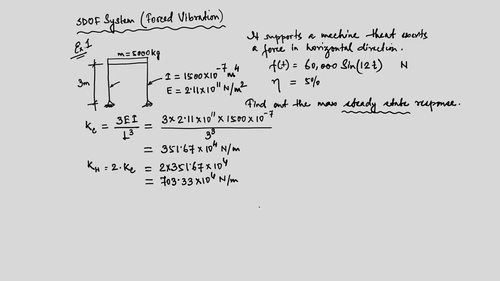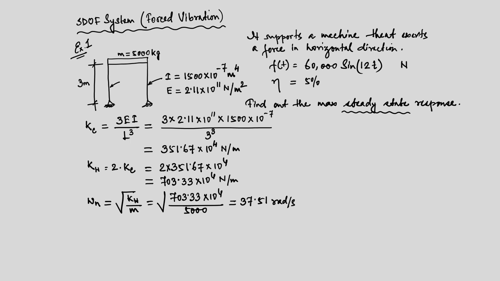Now, the moment we evaluate the effective stiffness in the horizontal direction for this frame, and we know the mass it is supporting, we can easily evaluate the natural frequency. So, the natural frequency is square root of kh divided by m. So, it is square root of 703.33 into 10 to the power 4 divided by the mass, which is 5000. And if we evaluate the natural frequency, it is 37.51 radian per second. Now, if we apply an initial condition and just let the structure vibrate, obviously it will vibrate with the natural frequency of 37.51 radian per second.